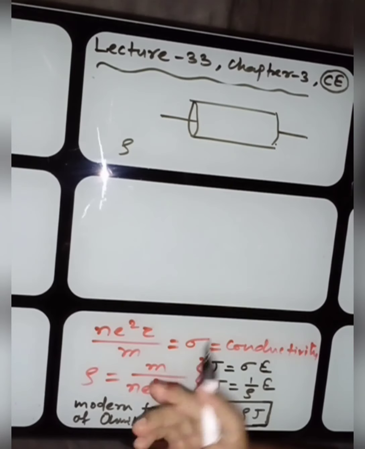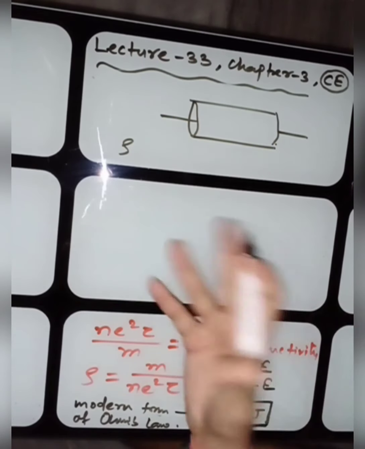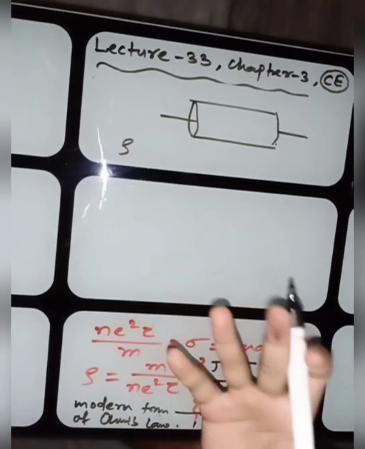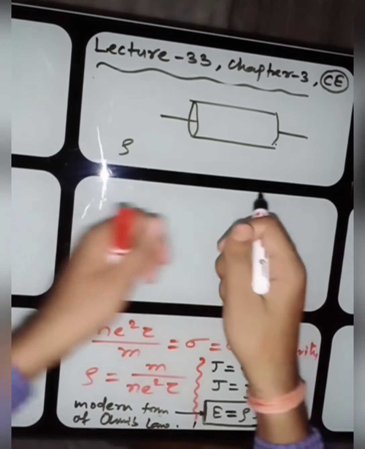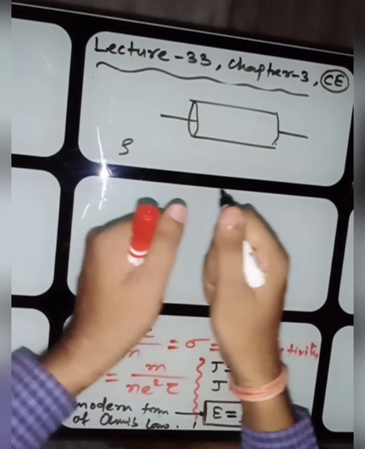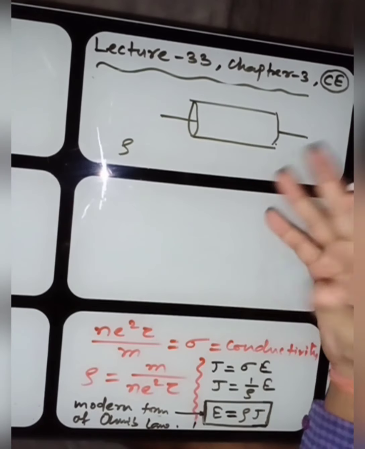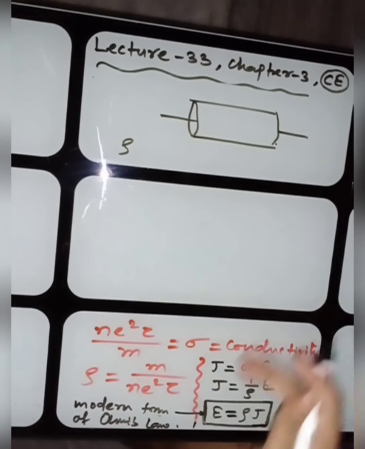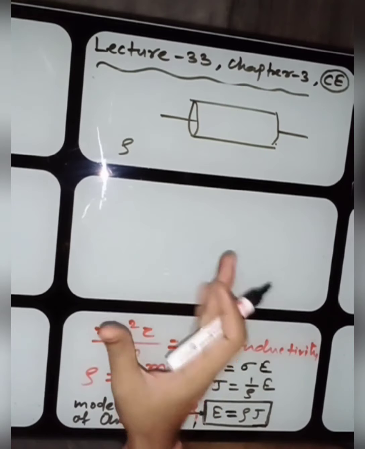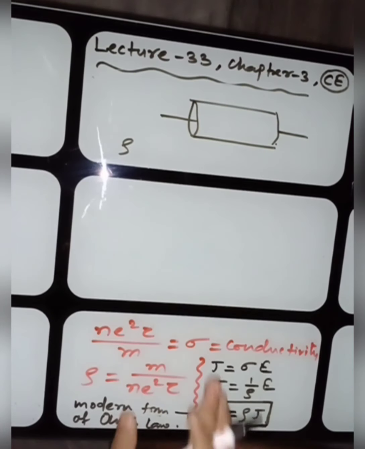Now n, the number density, is not going to be changed. How will the density change? This density is the number of electrons per unit volume. If you stretch the conductor and change its length, there will be more electrons within that conductor sample, so it is also not going to be changed. e is the charge of the electron, so this is also not depending.